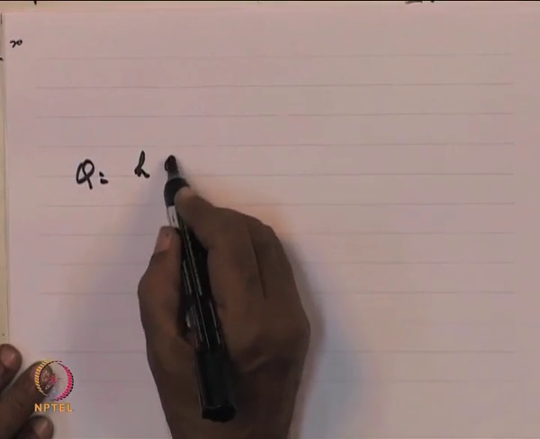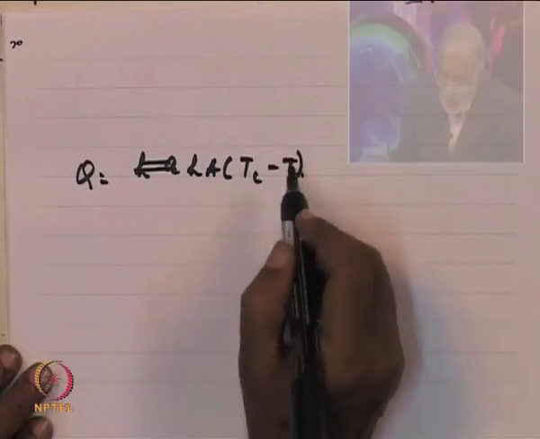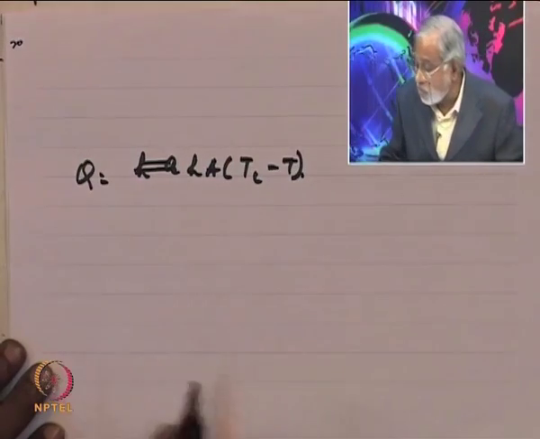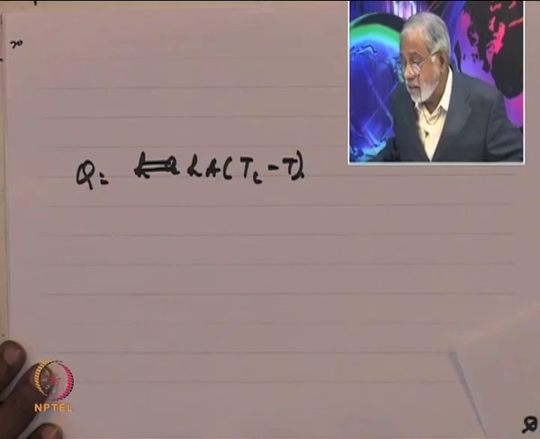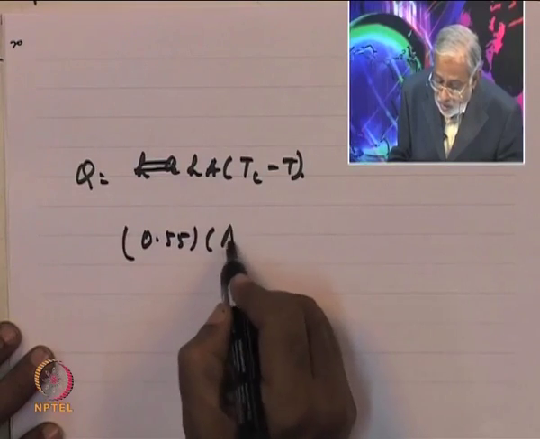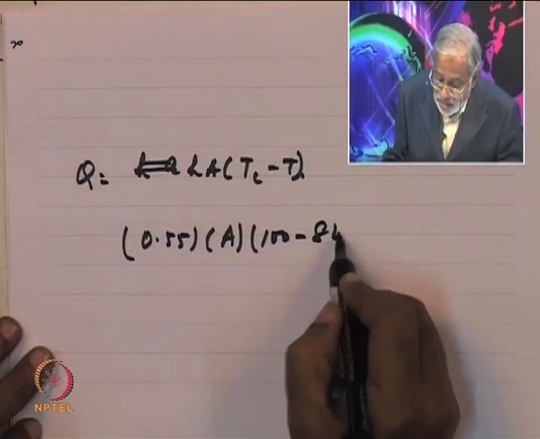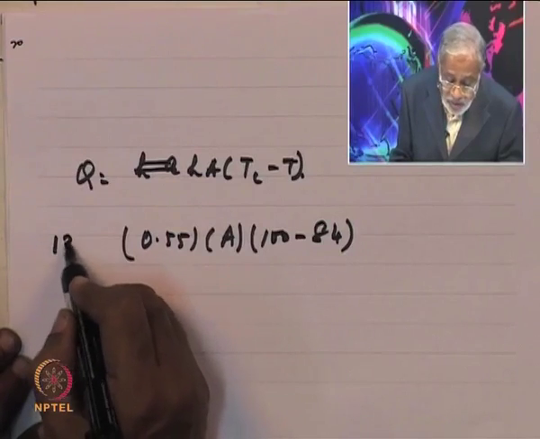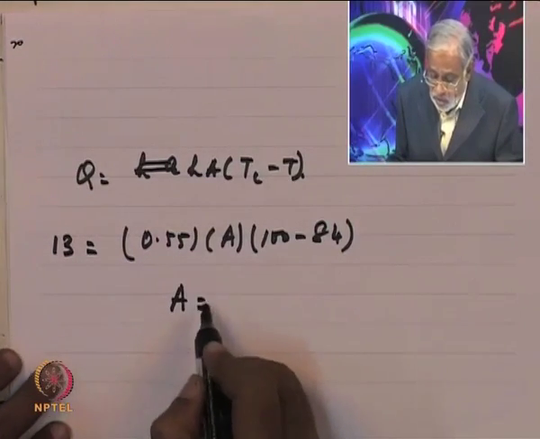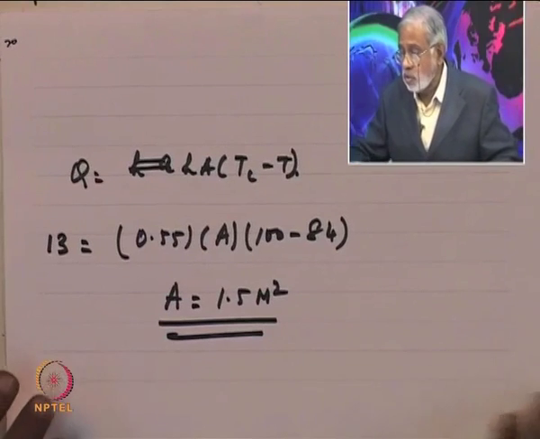That is by looking at the heat transfer surface. You know that Q equals H times A, heat transfer area. So, I'll put it like this, HA times Tc minus T. H for the heat transfer medium is given as 0.55 kilocals per second. A, you do not know. Coolant temperature is given as 100, and then reactor temperature is given as 84, and Q is 13. Okay. So, A equals about 1.5 square meters.